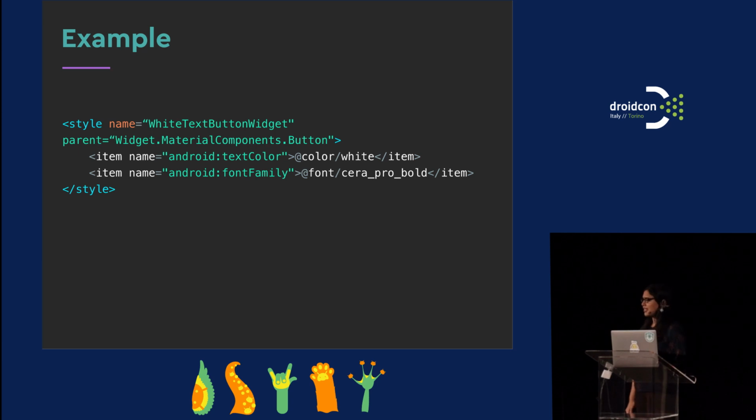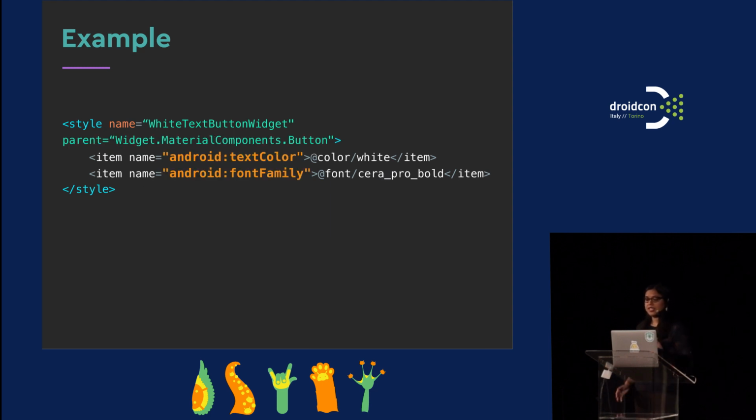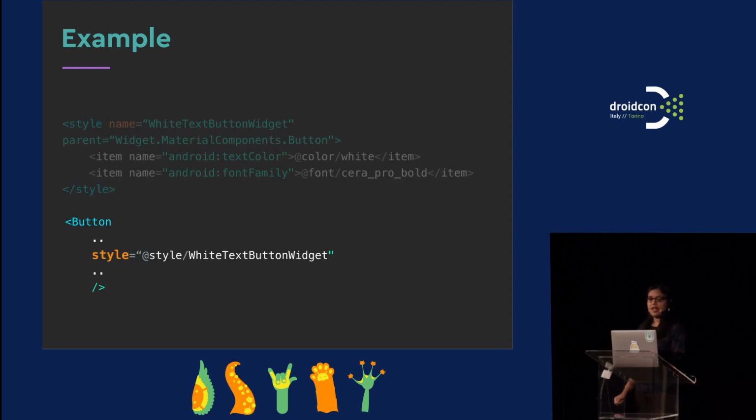So let's take a look at an example. Here is a good old style, and it inherits from another style. So styles can inherit from each other. And android:textColor and android:fontFamily, they are the attributes, so they're the keys to this key value store. And then the values are color white and Serapro bold, which is what we're providing in this style. And then we can apply this style using the style attribute on pretty much any view or anything that extends a view, like a view group.